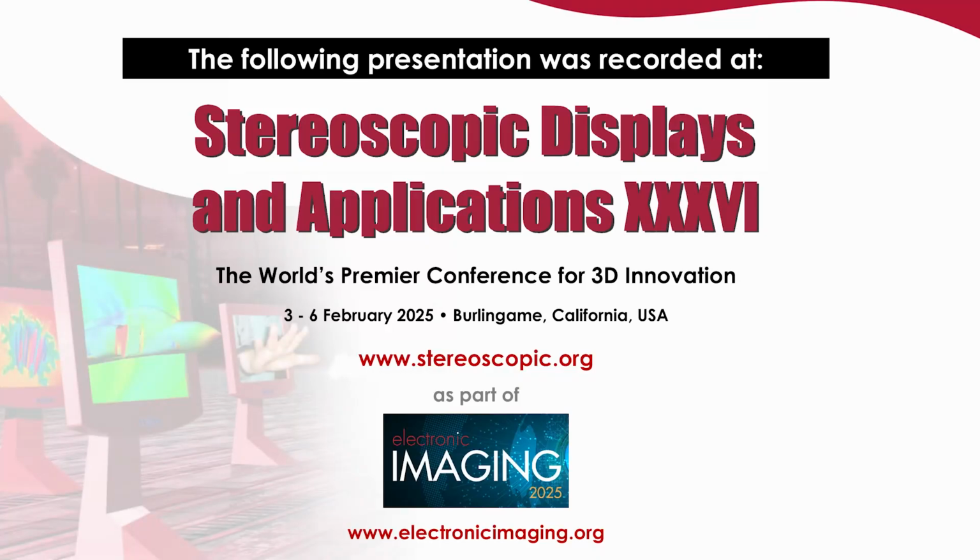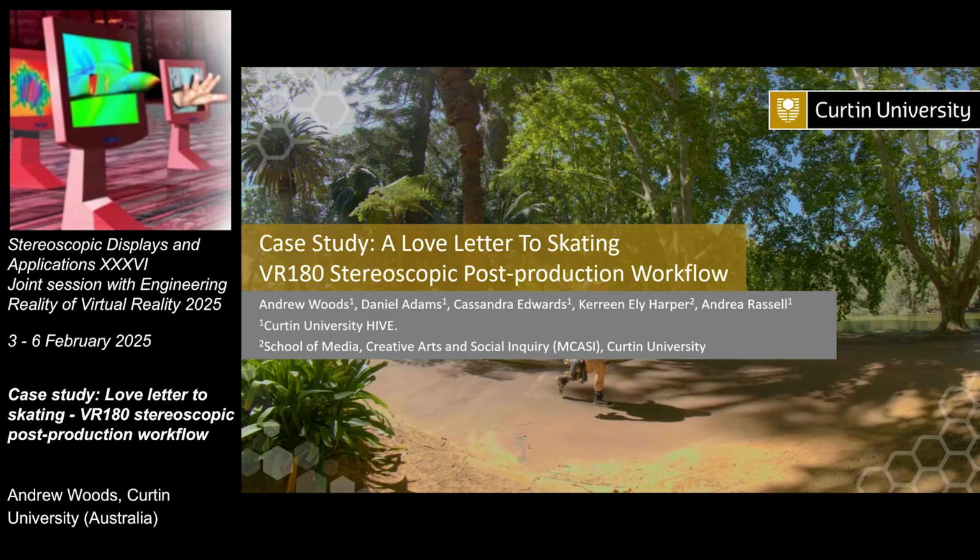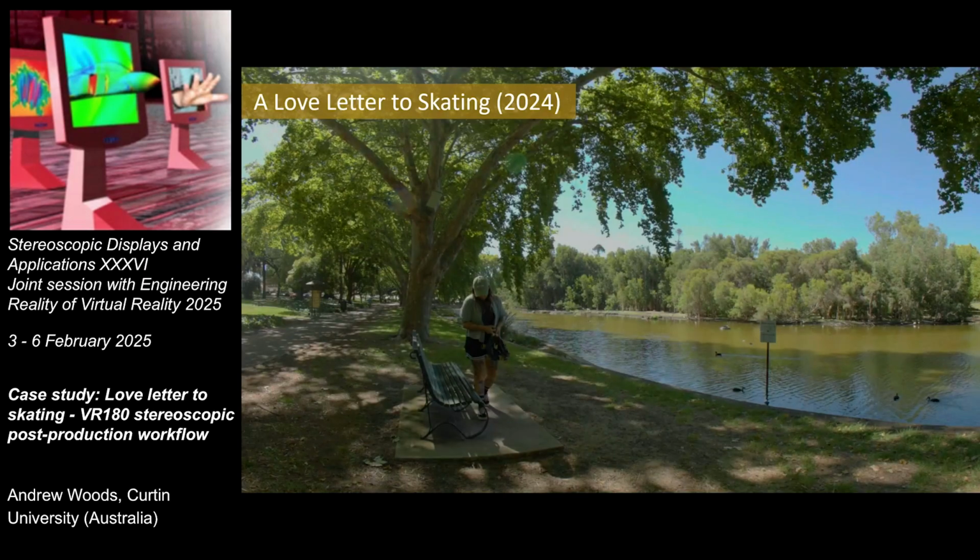This presentation is about a short film that was produced last year at Curtin University. Cassandra Edwards is the producer, the talent, the director. Cass for short. She's a screen art student at Curtin University School of Media, Creative Arts and Social Inquiry, and Cass produced this film as part of a summer internship project that was supported by Curtin University HIVE.